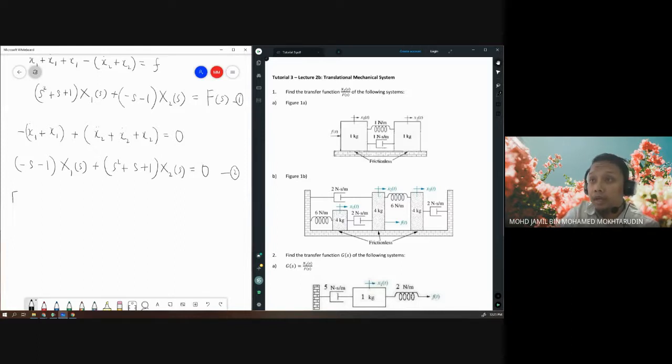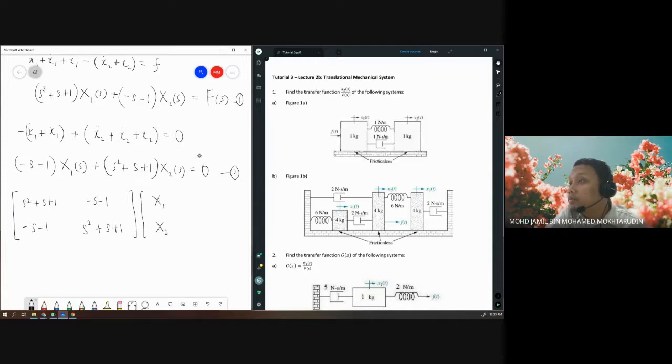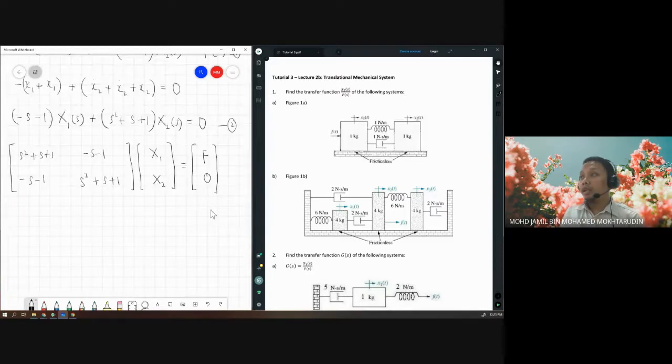Okay, then I write them in matrix. So arrange the x1 first. Here I got s squared plus s plus 1, minus s minus 1, and then here minus s minus 1 and s squared plus s plus 1. Okay, the equation looks weird, but whatever. And then multiply by x1 x2, equals f, 0. Okay, so the question wants you to find x2 over f.